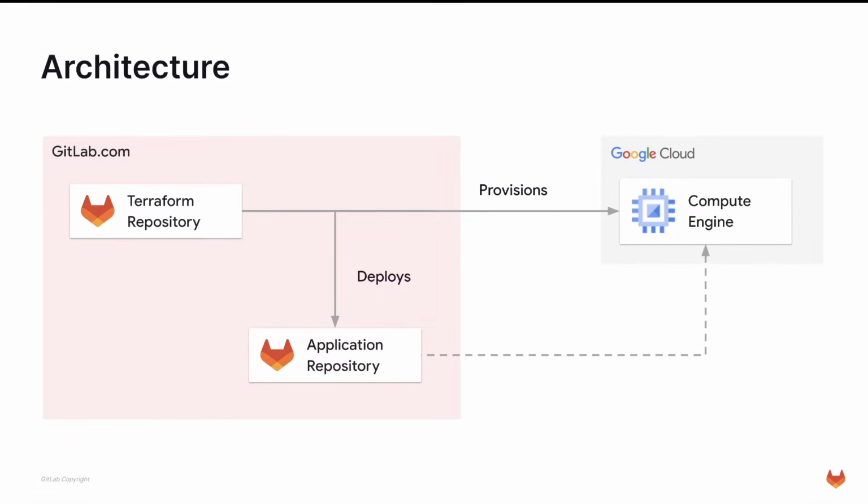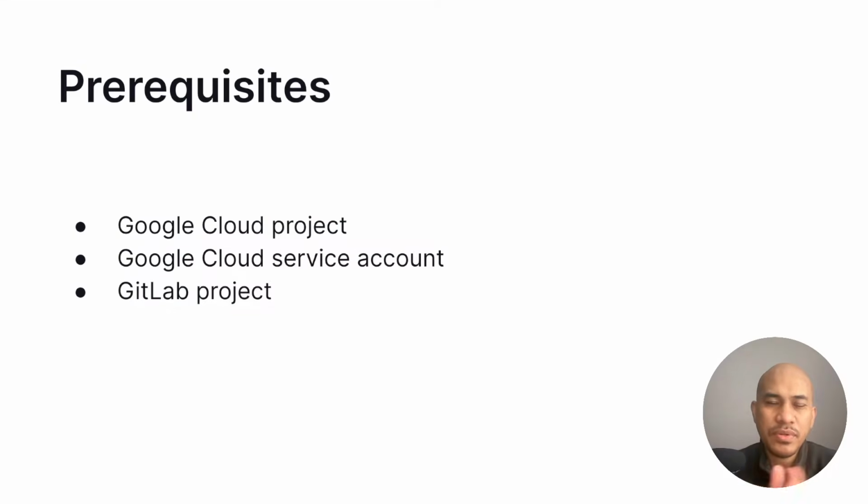Let's take a quick look at the architecture of the demo project. We have two repositories hosted on gitlab.com. The first one contains the Terraform configuration language files that will provision the resources onto Google Cloud. And the second one is the application repository, which contains the application that will be deployed onto those resources that we'll provision using Terraform.